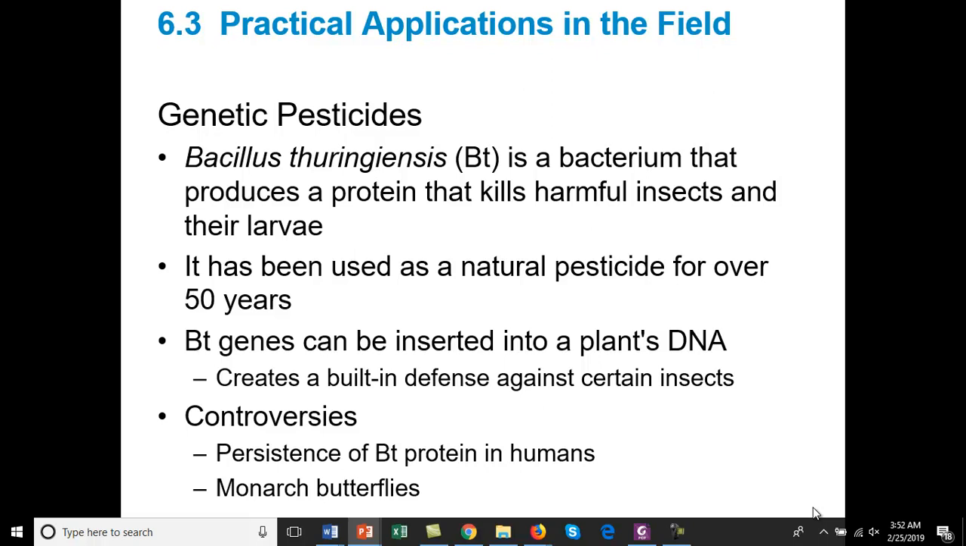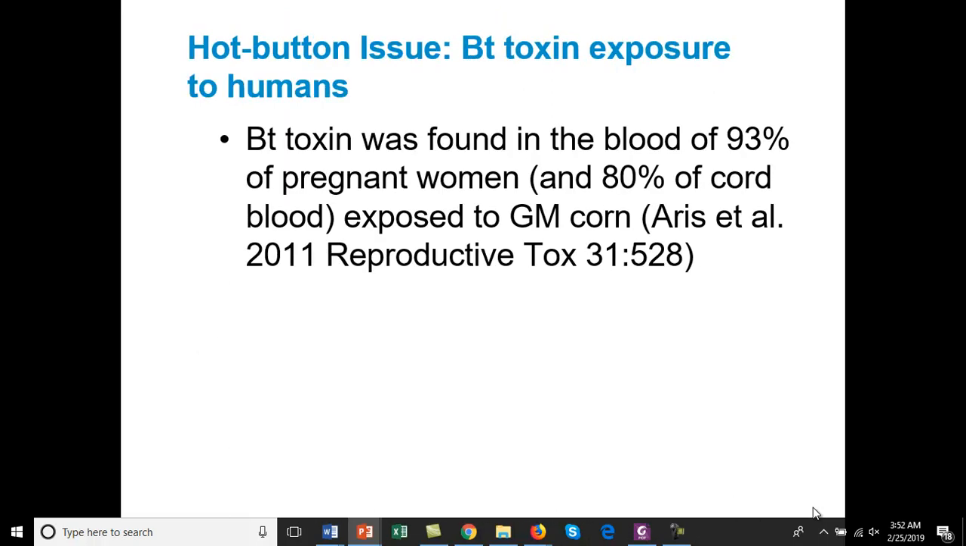The other thing is that the gene is actually causing problems with monarch butterflies. And we're starting to see, because of overuse of BT genes in genetically modified plants, the monarch butterfly population is decreasing. I'm going to show some videos about that, about the unintended consequences of genetically modified plants. So we'll take a look at those when we meet today. Okay. So, hot button issue. We use the BT toxin a lot.